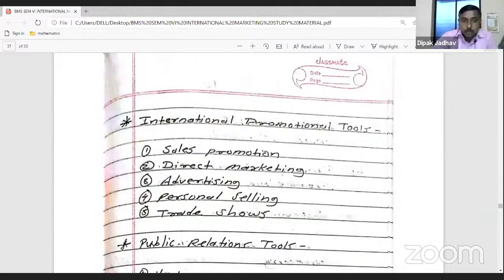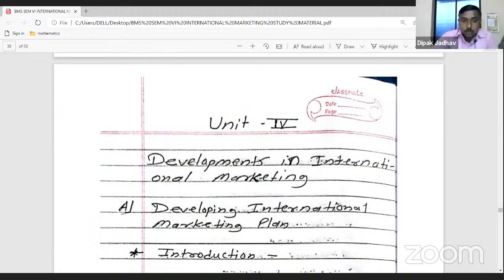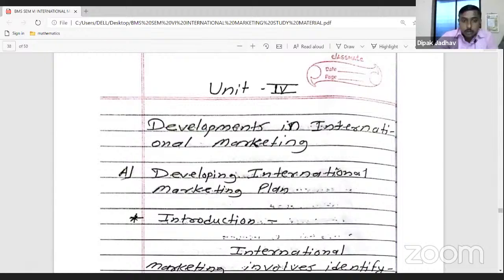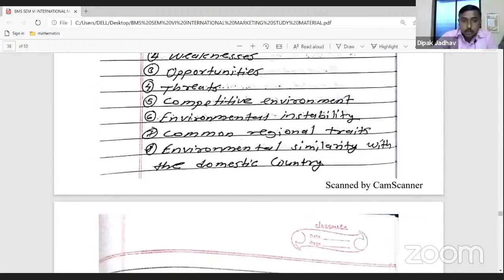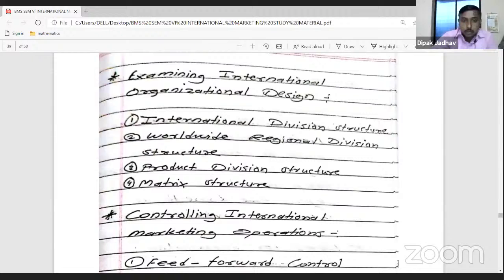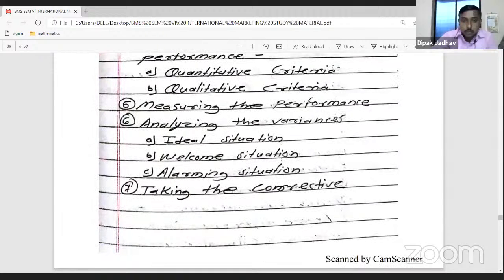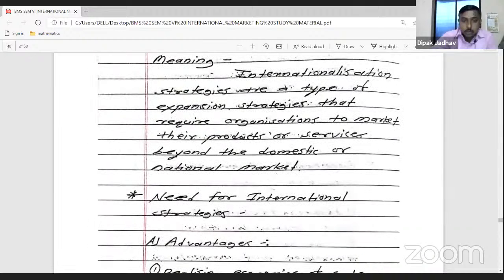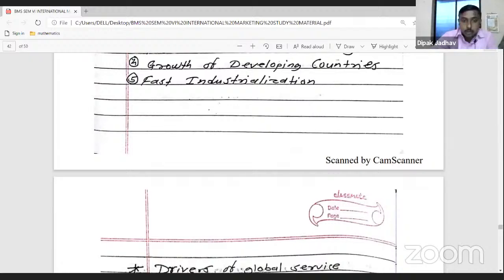And in unit 4, we have started the development of international marketing, how we can develop international marketing strategies, also covered, and how can we choose the appropriate channels or distribution. Then service marketing, we have started, international marketing strategies also covered, and what real time changes can we make. Then some objectives here, one by one.